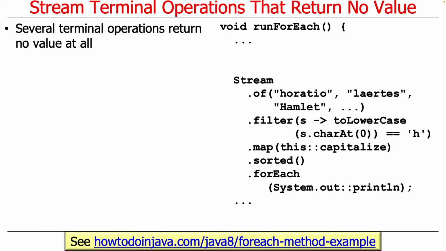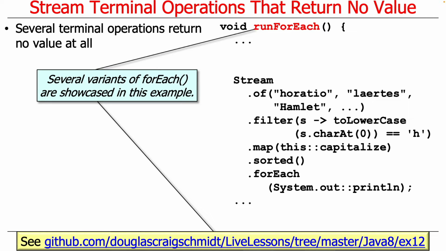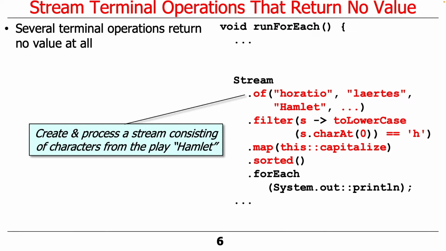So there are two terminal operations that return no values, forEach and forEachOrdered. And we're going to look at a couple variants which appear here in this program, so you can follow along if you're curious about how this stuff works. This program, as usual, is going to take the names of characters from Hamlet, get rid of ones that don't start with uppercase or lowercase h, capitalize them, and sort them. So that's just what the program is doing.